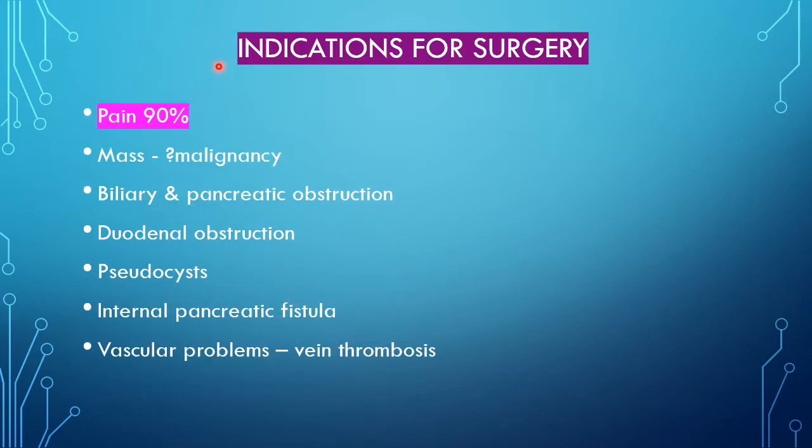What are the indications for surgery and endoscopic manipulations? Most of the time, in 90% of cases, pain is the main reason for these interventions. Others include suspicion of a mass lesion and malignancy, biliary and pancreatic obstruction, duodenal obstruction, pseudocysts of the pancreas, internal pancreatic fistula, especially fistula into the small intestine, and vascular problems such as vein thrombosis, such as the splenic vein or the portal vein thrombosis.